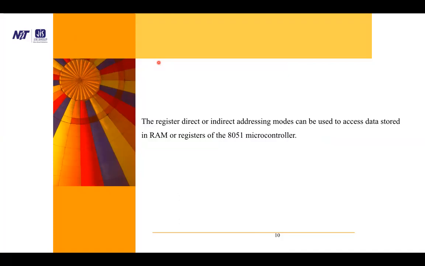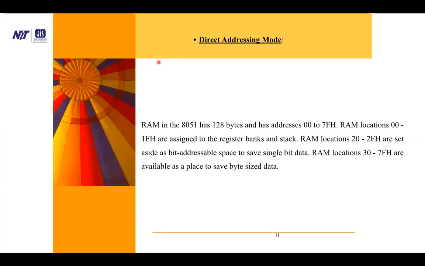The register direct or indirect addressing modes can be used to access data stored in RAM or registers of the 8051 microcontroller. Direct addressing mode. RAM in the 8051 has 128 bytes and has addresses 00 to 7FH. RAM location 00 to 1FH are assigned to the register banks and stack.